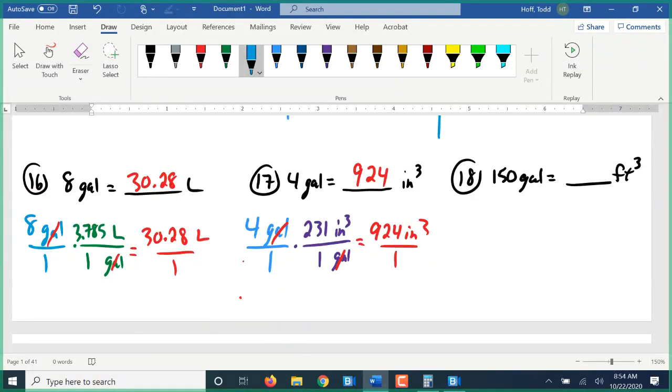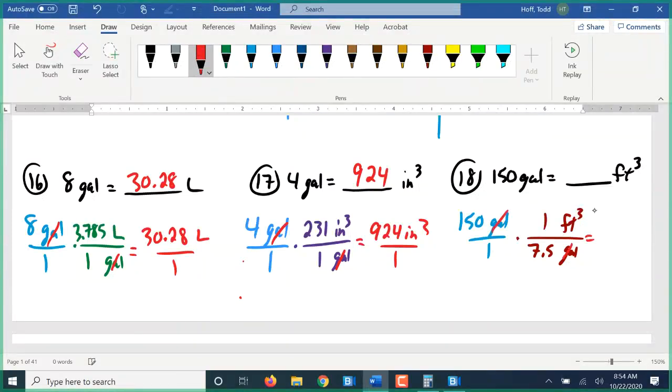And finally, we're going to take our gallons into cubic feet. So we're going to start out with 150 gallons. Put it over 1 again. We'll put gallons on bottom, cubic feet on top. 1 cubic foot is 7.5 gallons. So the gallons cancel out.